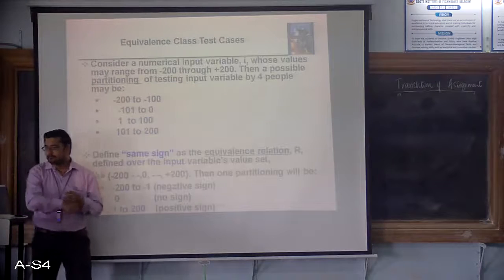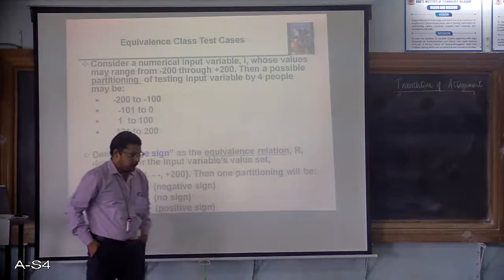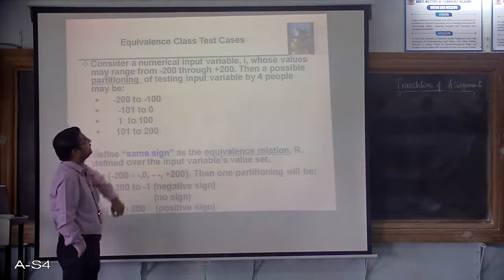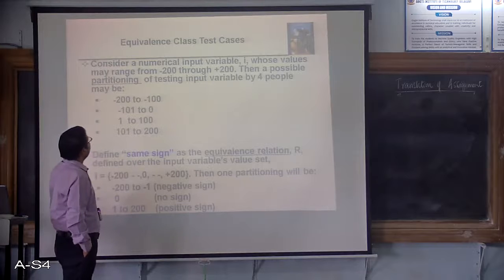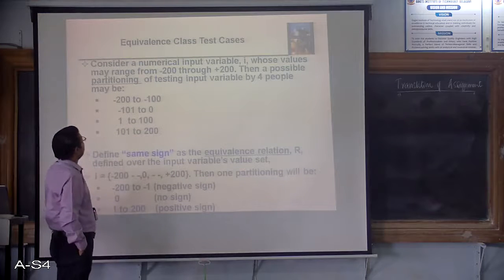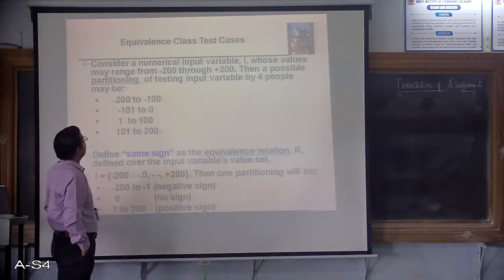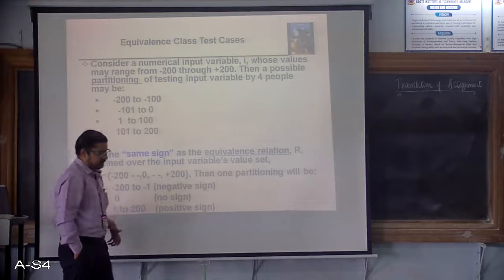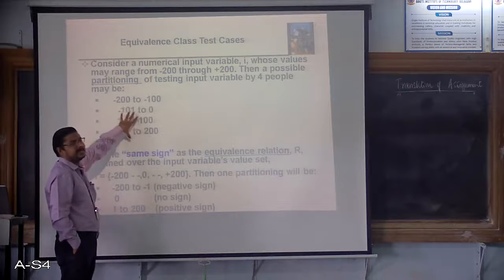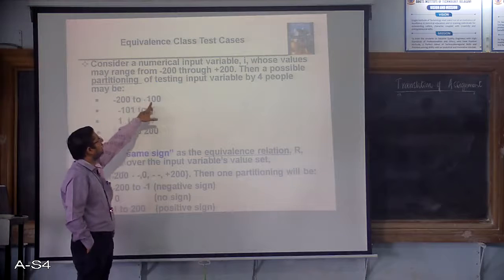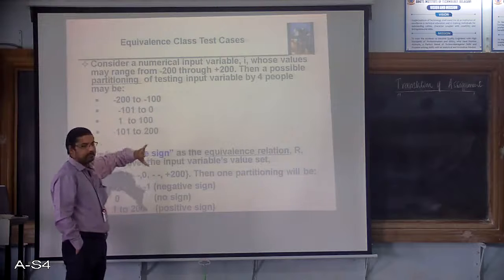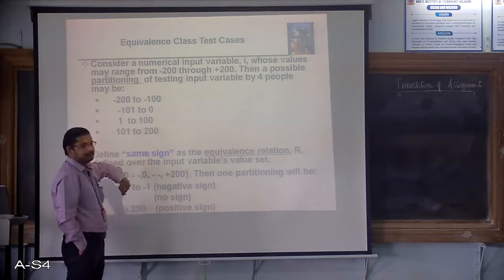Next, this example will help you understand what exactly equivalence partition means. Consider a numerical input variable I whose value may range from -200 to +200. Then the possible partitioning of the testing input variable may be as follows. This is logically how we partition the entire set of data. -200 to -100 is one class. -101 to 0 is one class. 1 to 100 is one class.